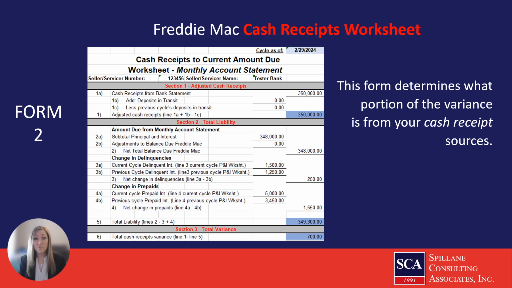Once you've completed Form 59, you'll want to next work on the cash receipts worksheet. This will evaluate the cash collected from borrowers to the amount due to Freddie Mac, as well as the delinquent and prepaid interest change from last cycle to the current cycle. If your workbook is properly linked, these totals will update for you.